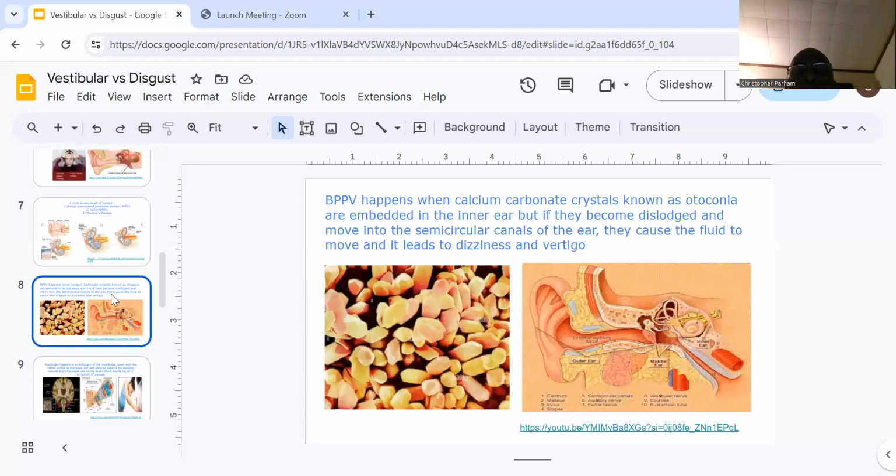BPPV happens when calcium carbonate crystals known as otoconia are embedded in the inner ear, but if they become dislodged and move into the semicircular canals of the ear, they cause the fluid to move, and it leads to dizziness and vertigo.